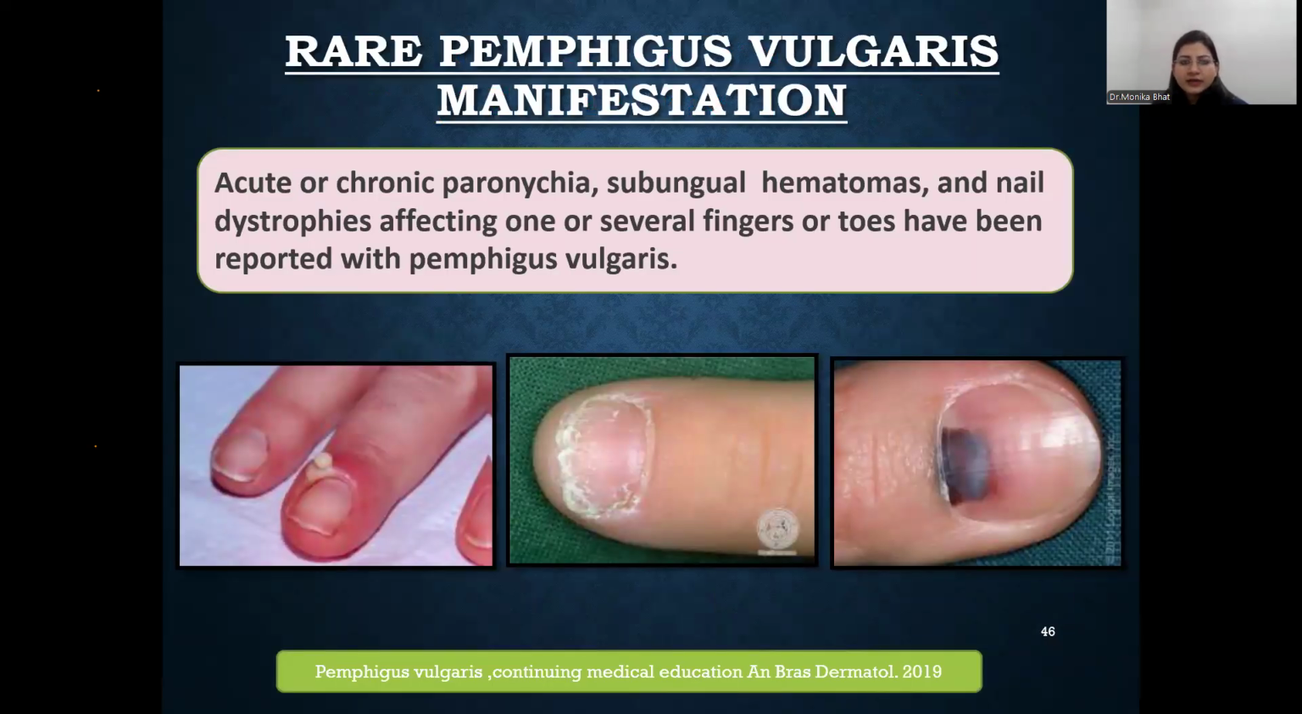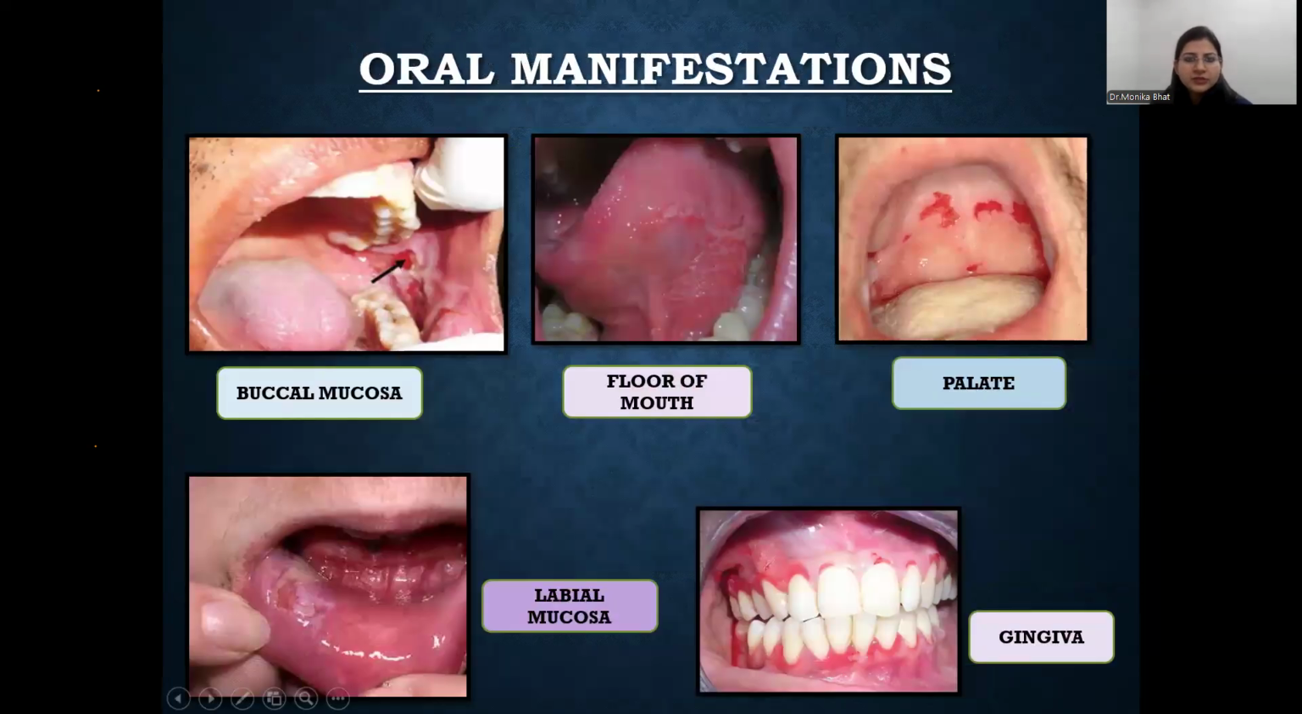The rare manifestations you can appreciate in patients with pemphigus involve the fingers or nails, such as chronic or acute paronychia, subungual hematomas, and nail dystrophies or deformities on the nail surfaces. The oral manifestations can be seen in the buccal mucosa, where there will be erosive, erythematous lesions, in the floor of the mouth, the palate, and denuded skin surfaces and the labial mucosa. The gingiva is also involved, that is the free or marginal gingiva, as desquamative gingivitis.